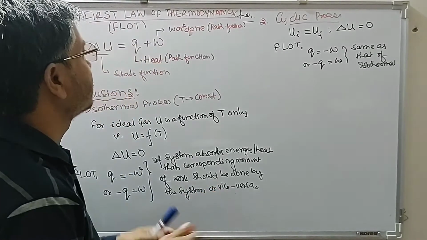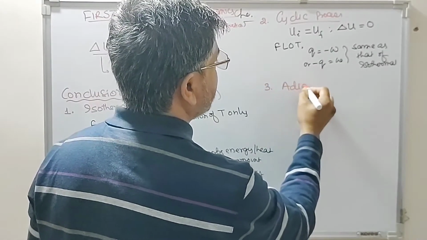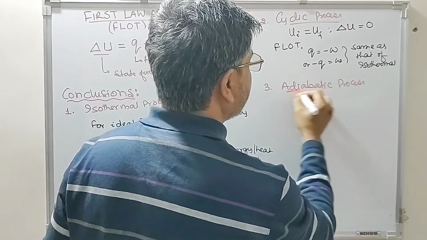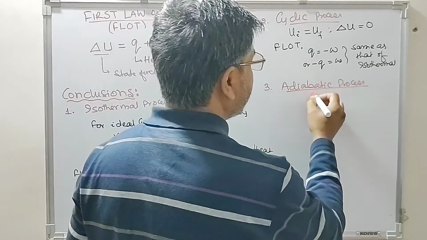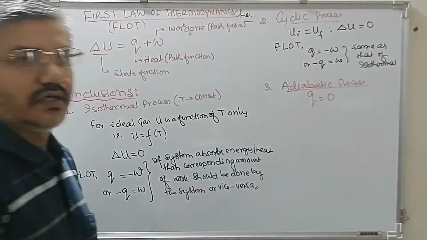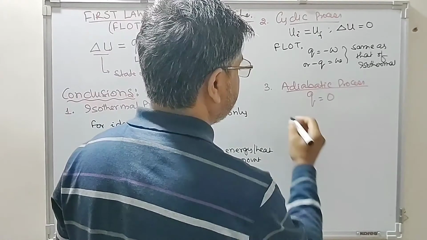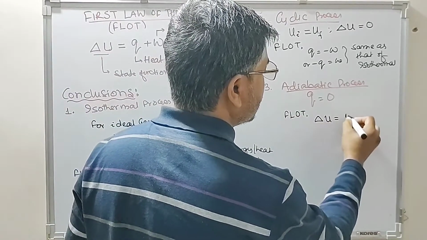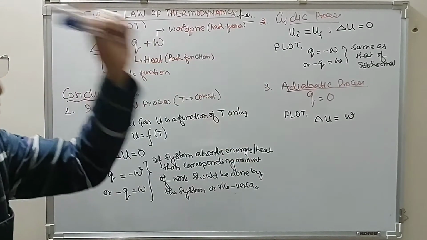Number 3, adiabatic process. So look at this definition of adiabatic process: a process in which the heat involved is zero. That process is known as adiabatic. So for an adiabatic process, this heat will be zero. So according to the first law of thermodynamics, delta U is equal to work done.